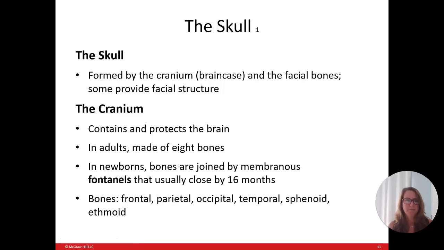The one thing here I think is important to mention is that in newborns, their bones are joined by the fontanelles. So if you've had a child, then you know that. It takes a while for the fontanelles to close, about 12 to 16 months, but usually by 16 months.